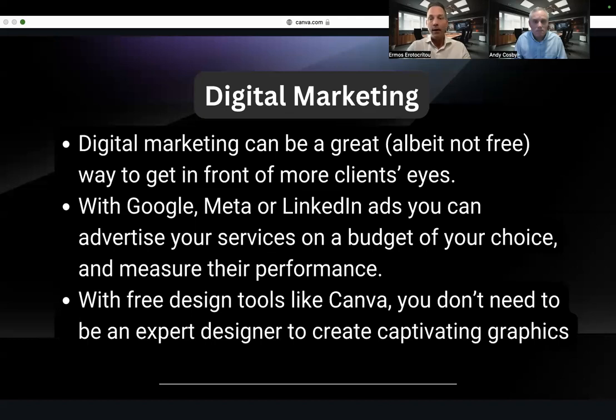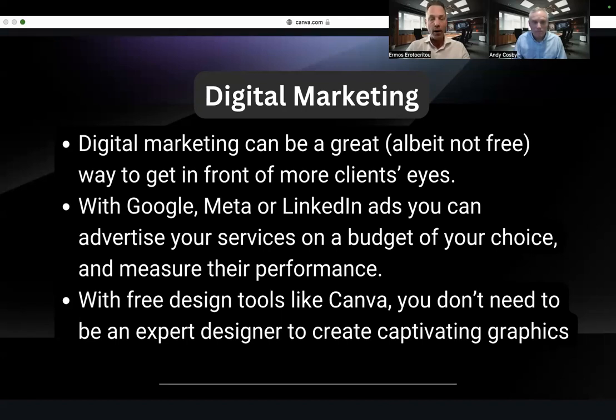Digital marketing. Although it's not free, it is an opportunity to get in front of more eyeballs. So whether it's ads through Google, Meta, or even LinkedIn again, at the end of the day, you don't necessarily have to spend a lot of money. But if you want to fast forward your progress, you can create the content and pay a little bit for ads, or you don't have to pay for ads. The better your content is, the more likely you're going to attract people anyways.